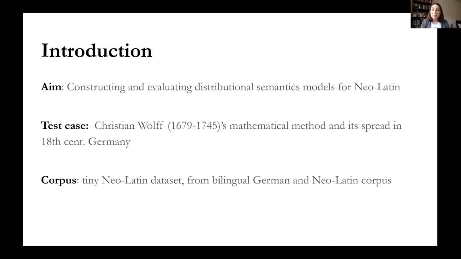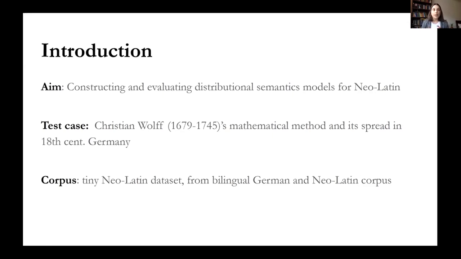As is probably clear from the title, the aim of our paper was to construct and evaluate distributional semantic models for Neo-Latin. Distributional semantic models are NLP models based on the hypothesis that words with similar meanings occur in similar contexts. This paper grew out as a side project from a much larger philosophical project about tracing Wolff's ideas on mathematical method in 18th century Germany.